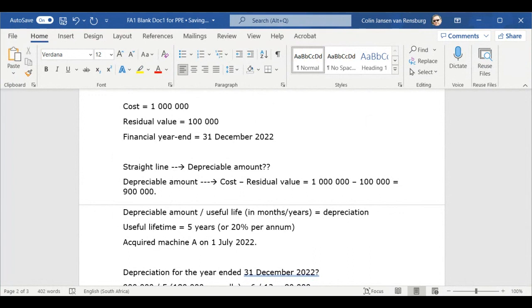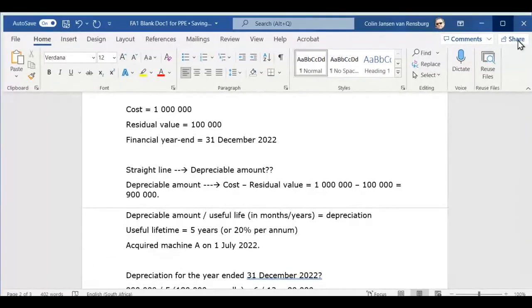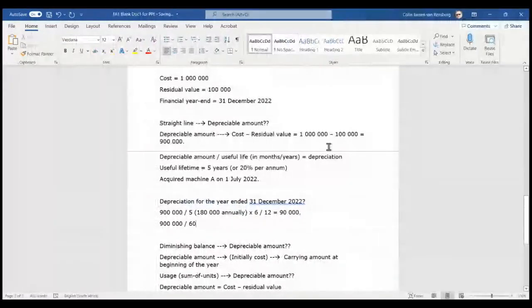Sorry, ladies and gentlemen, I've now gone and lost my Word document. Let me just maximize it again. There we go. Divide by 60 and then multiply by the number of months we've used it during this year, which is 6. Does that also give you 90,000? If you can just confirm for us. Got my Word document back. Yes, it does. So that also gives us 90,000.